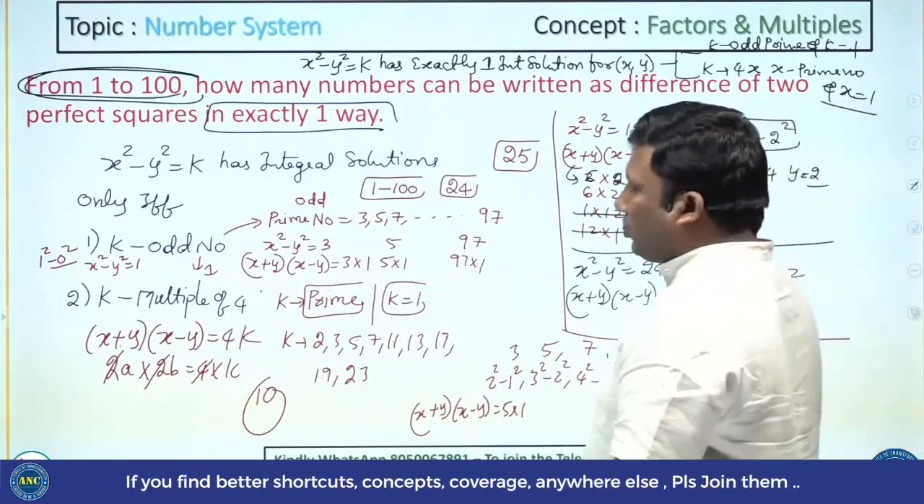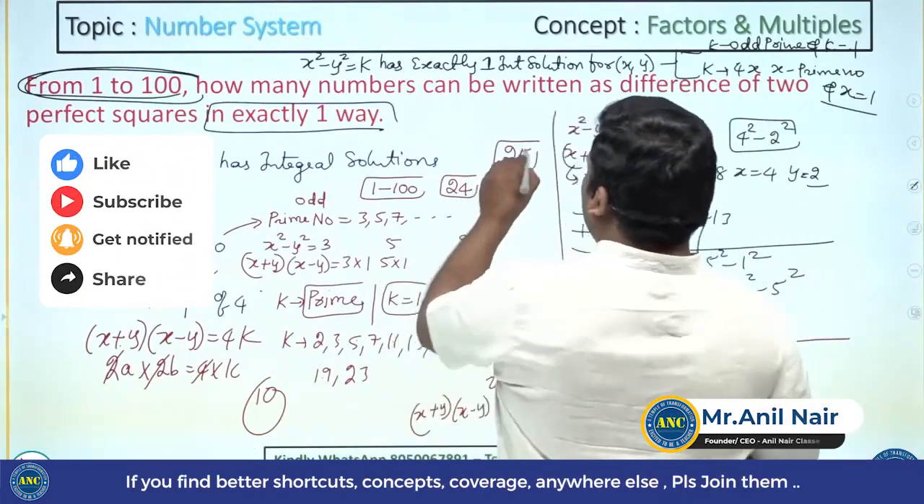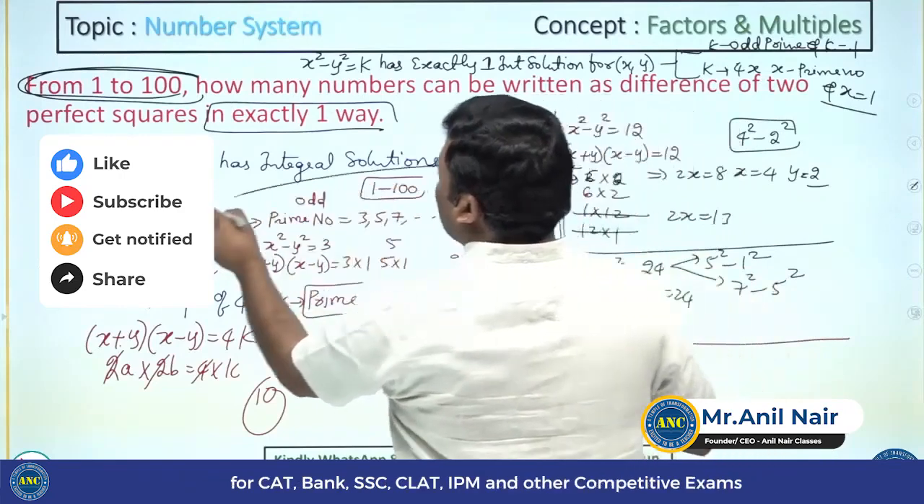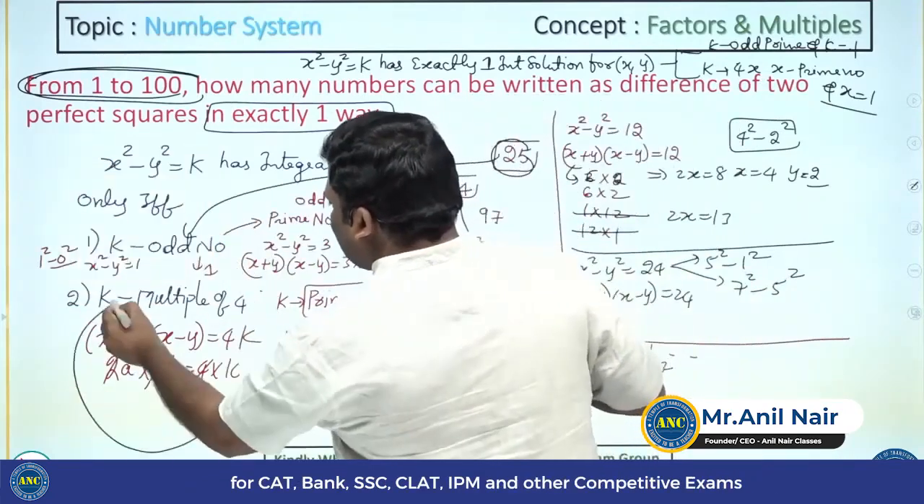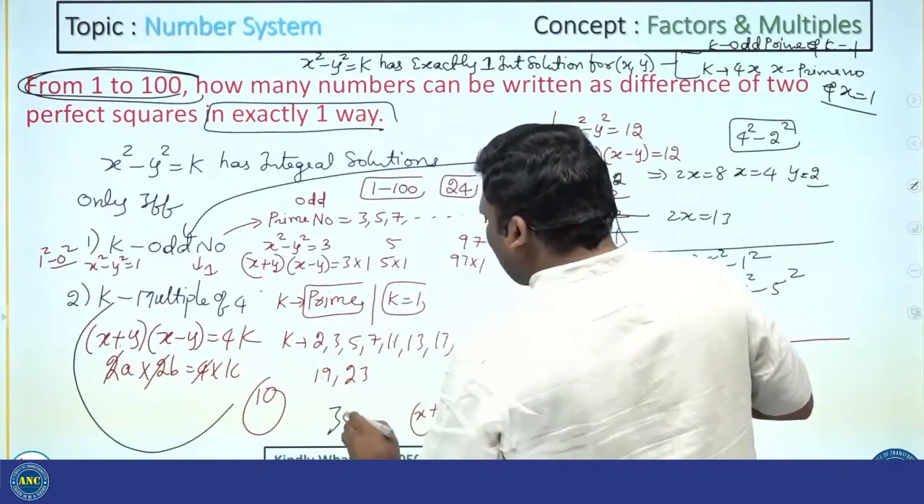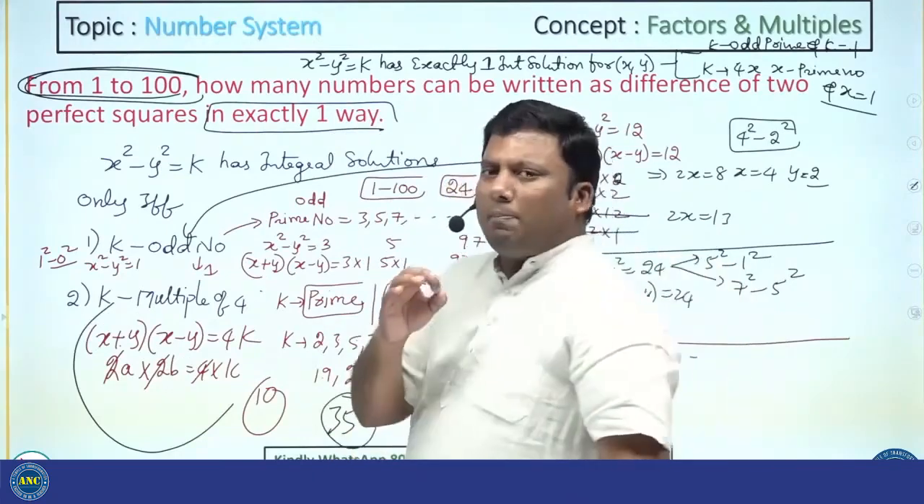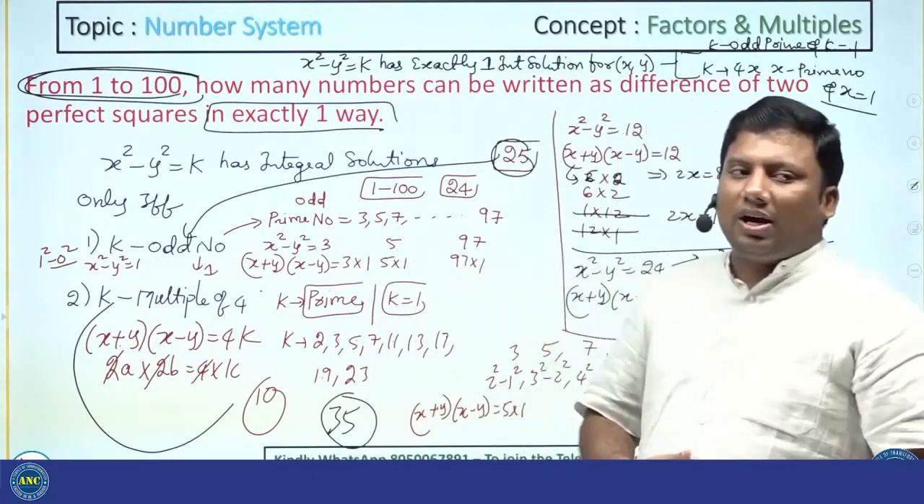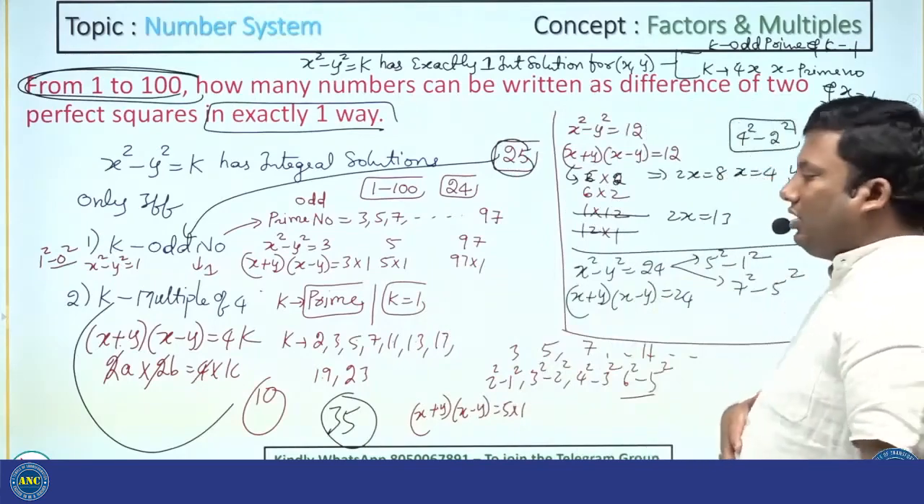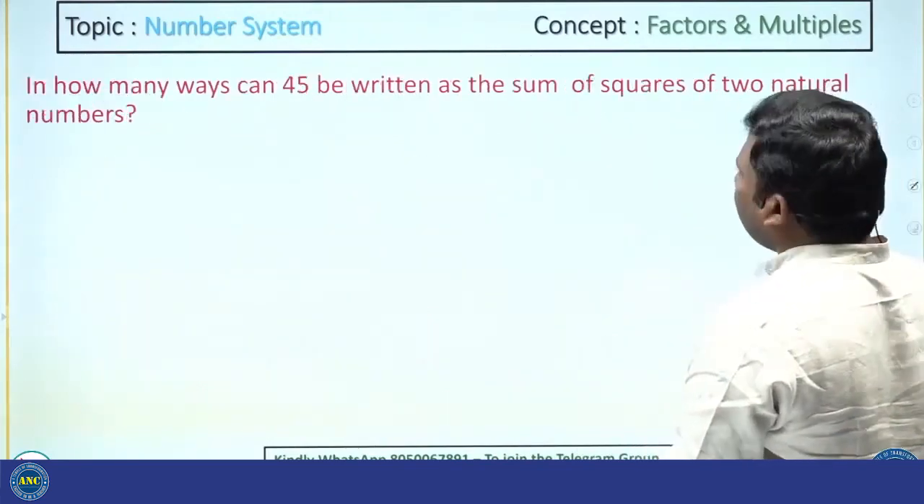So the answer for this question: here, how many cases did we get? 25 cases for this, 10 cases for this. So the answer for this question is 35. Best question of the day. Try to analyze this question. The answer for this question is 35.